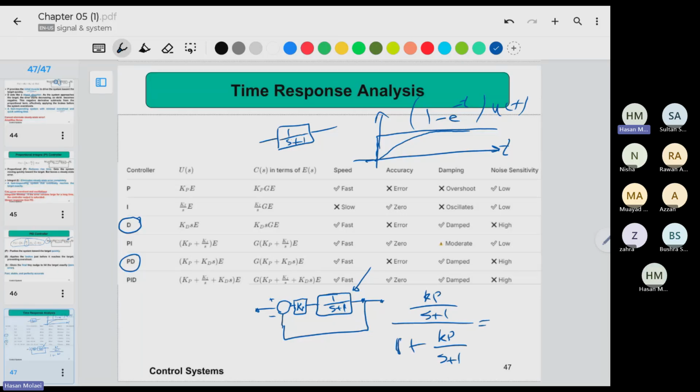If you simplify this, we get what? S plus 1 plus KP, right? And then KP, right? It's like this, right? It's right here, right? Yeah. And then if you return this back to the time domain, how is it?